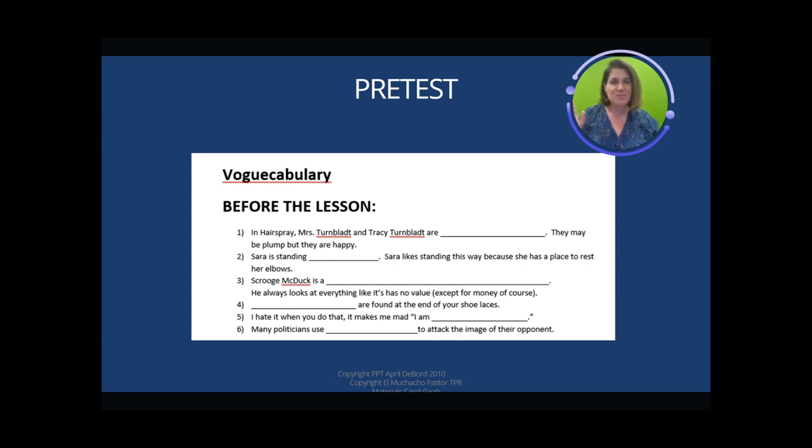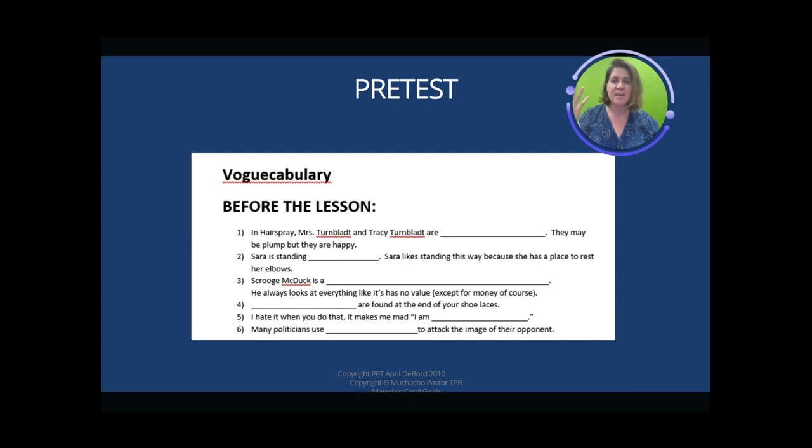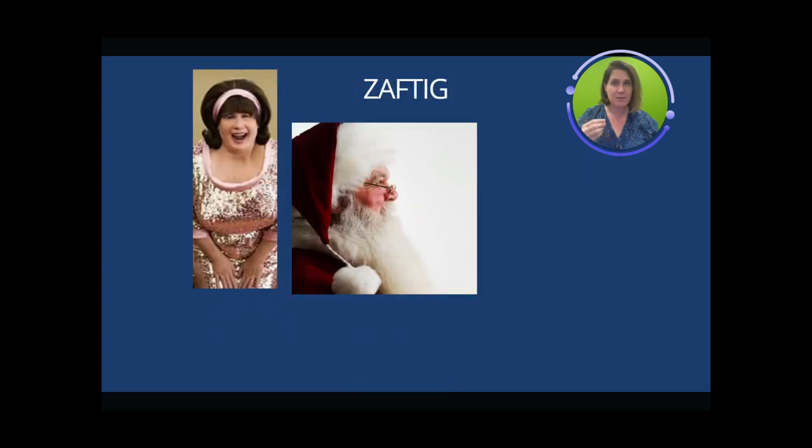So on this pretest, I kind of gave some context. I would give them a bank of the words. So these words again: zaftig, flox, nosini, hilipilificator, akimbo, aglet, rankle, agitprop. We're kind of front loading those words. If I wanted to give them an idea for what's going to happen, I could do a fill in the blank. I could do a Google form. I could do any kind of thing to give them a moment and a chance to connect with that vocabulary.